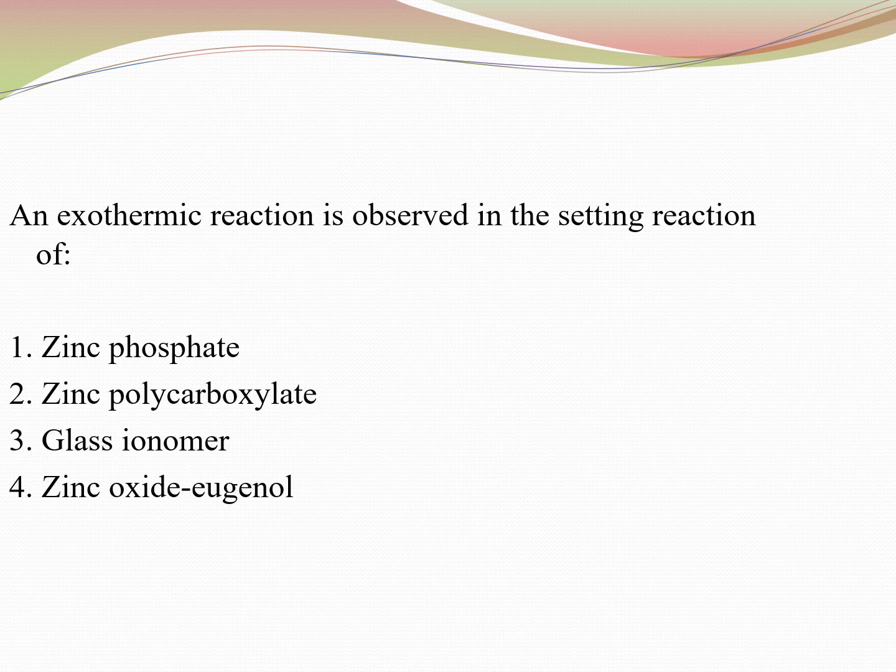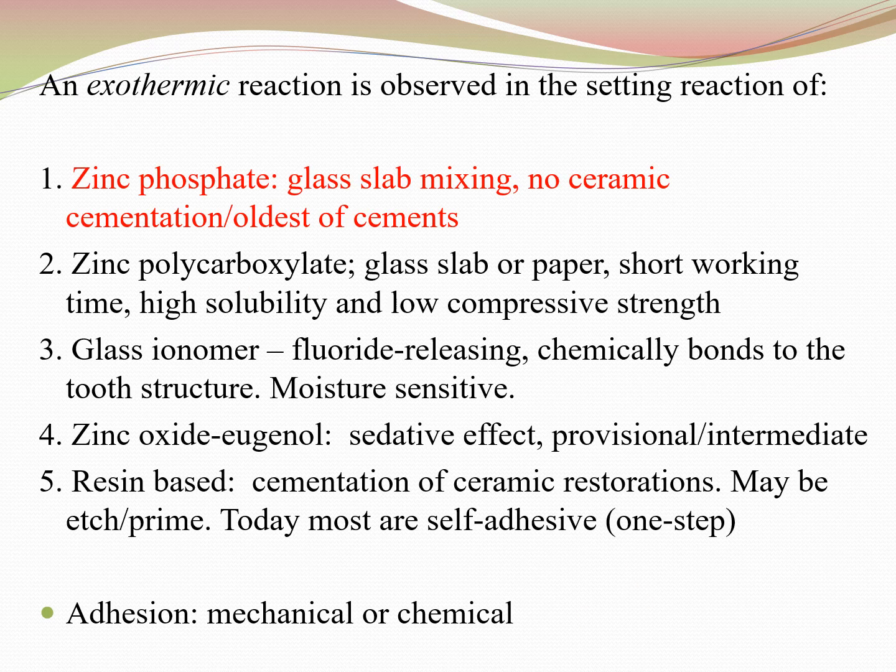Thermic reaction is observed in the setting reaction of zinc phosphate, zinc polycarboxylate, glass ionomers, or zinc oxide eugenol type of cement. Now remember, exothermic gives off heat in that setting reaction. So we'll move to the next slide. So an exothermic reaction, which is giving off heat, is observed in a zinc phosphate. That's why some of those, if you remember discussing this in dental materials, some of your cements need to be mixed on a glass slab.